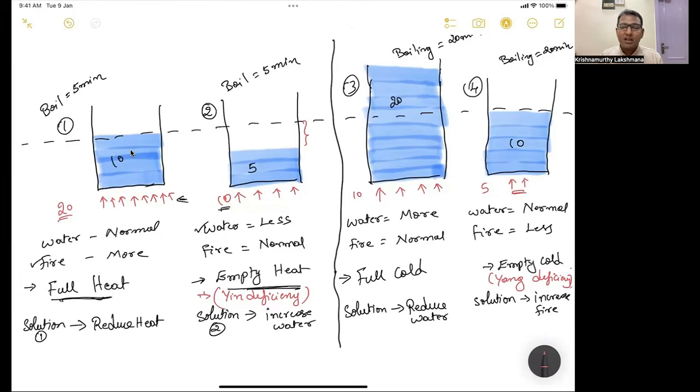And somebody whose water content in the body is less. Say when somebody is driving a car, there is a radiator, right? In the radiator, there is water trying to cool the engine. So if the water in the radiator goes down, what happens to the engine's heat? It increases. So that situation is called empty heat. Correct.